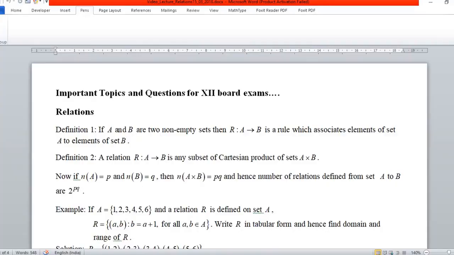Friends, let us discuss some important topics and questions for your plus 2 board exam. We are going to start with the topic of relations.